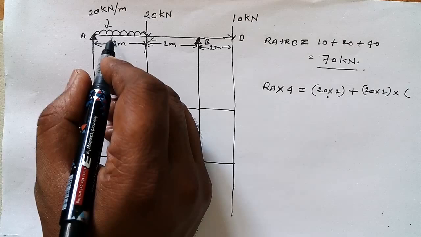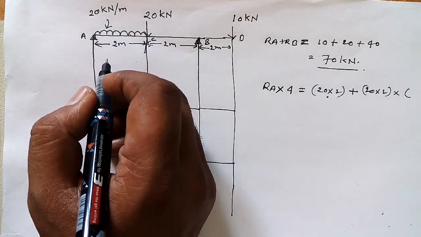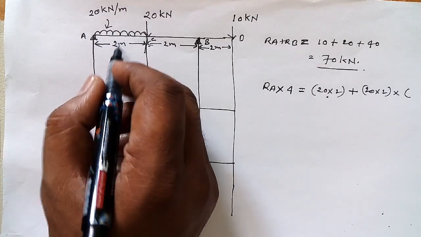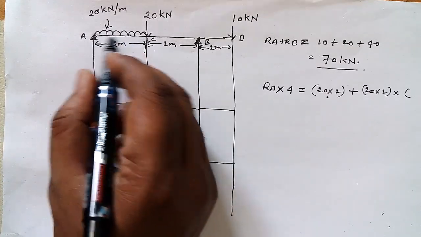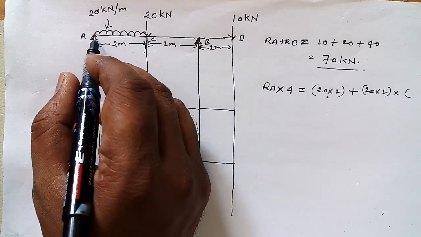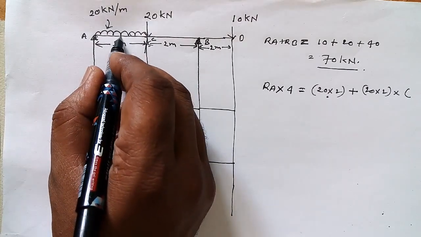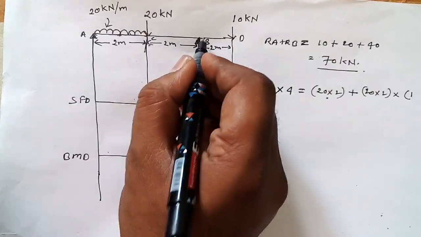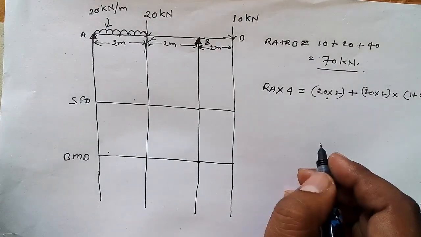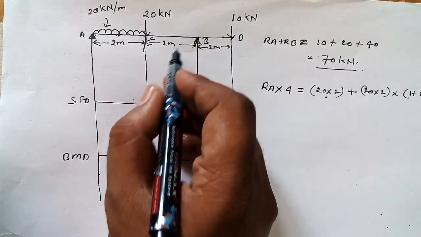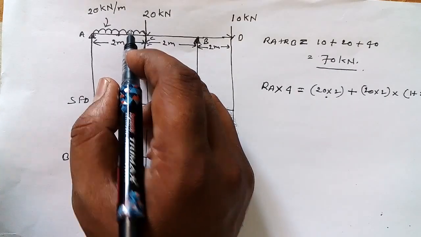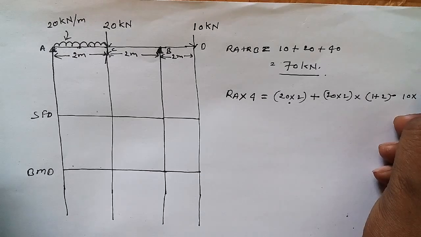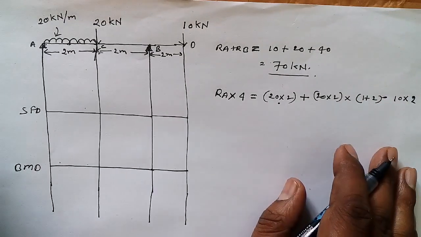But the distance, in the case of UDL, we always take the total load on this beam as a concentrated load on the mid span of this UDL. So total UDL is 2 meter, the mid span would be at 1 meter. So 1 meter here, 1 meter plus 2 plus 2. I hope you understand. Another thing is, this side we always take positive, you know that, but this side would be negative. So 10 into 2, I hope you can see, yes, 10 into 2.